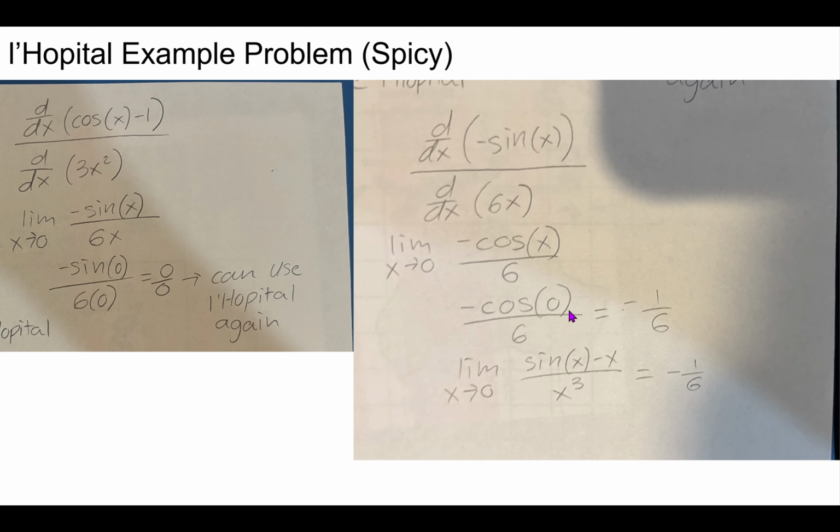And what do you know? We plug in 0 here, and we get the answer negative 1 over 6. As a result, the answer to our original problem, what is the limit as x reaches 0 of sine x minus x divided by x to the third, is negative 1/6.